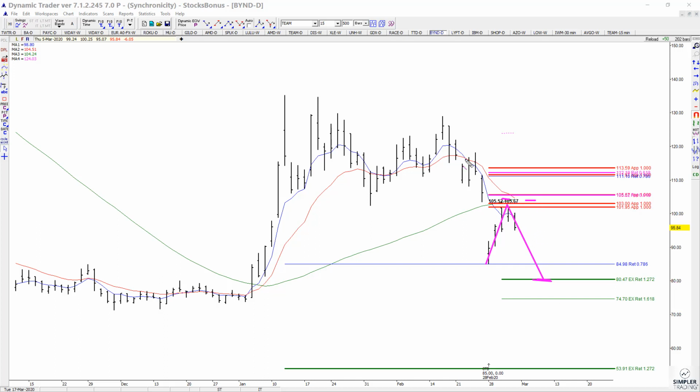But right now I would have to look at Beyond Meat on the sell side. You do have price underneath the 200, underneath the 50, and the 5 and 13 are in a sell mode with the 5 below the 13.